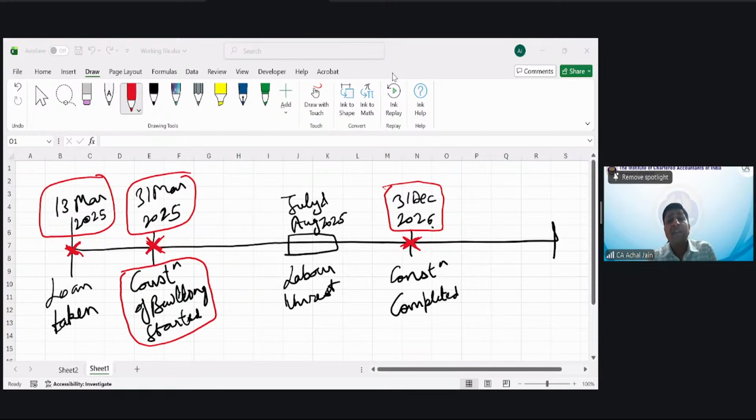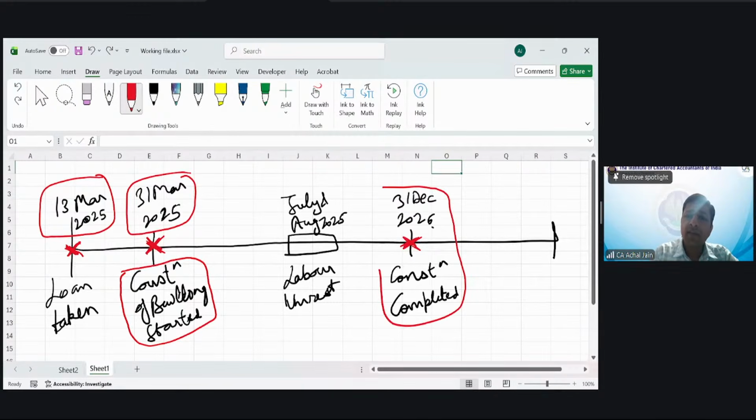So that's why in this example, you may apply the same thought process. Forget about the standard. Even if you apply the other standard, you will get the logical answer. Yes or no? So that's why, when do you stop the capitalization? 31st of December. So that's when you stop the capitalization.